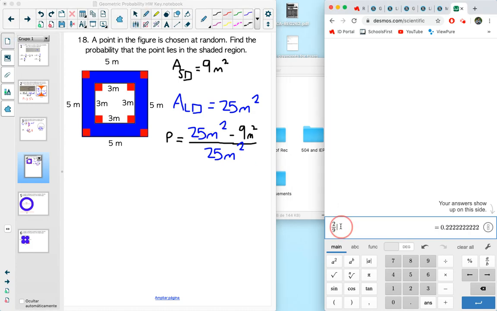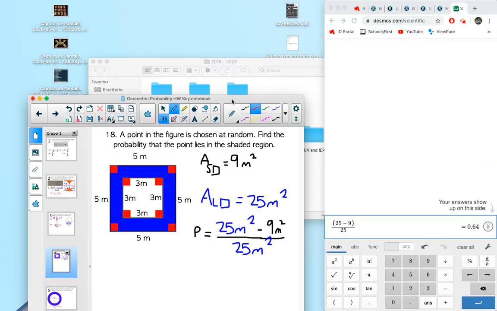All right, so let's see, 25 minus 9 divided by 25. Notice how the units go away. They go away because m squared divided by m squared is just 1. So 64%. So this has a probability of 64%. So you're at a higher chance of hitting that target essentially.